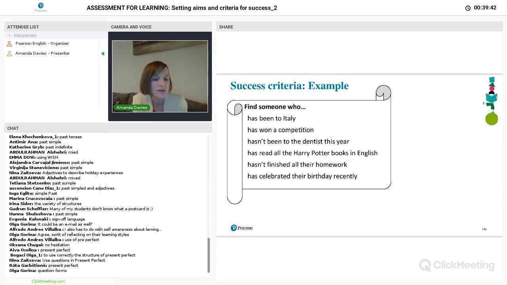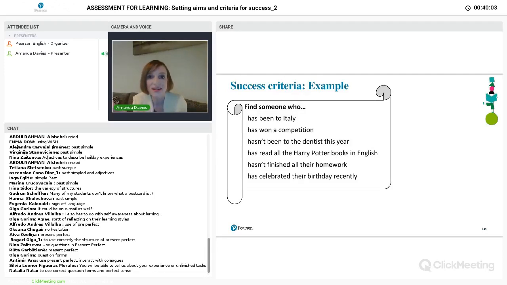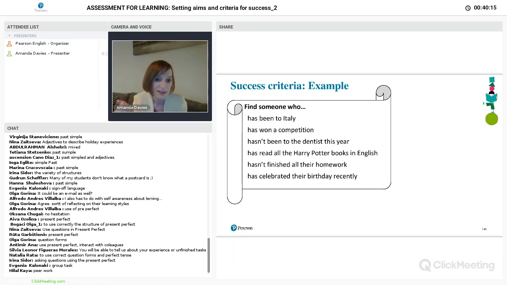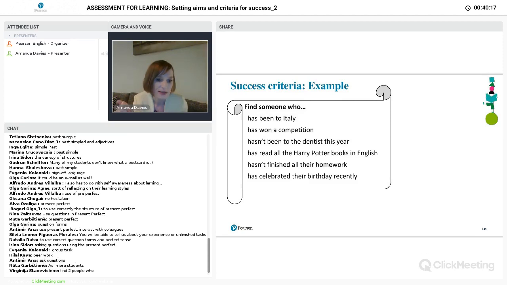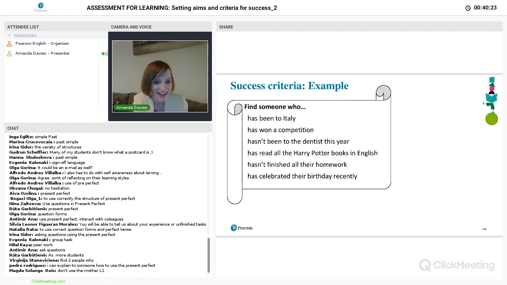What would be another? Okay, question forms, yeah, could definitely be a success criteria depending on what you've been teaching in recent lessons. What else? Yeah, something about interaction, because young learners often don't have this very natural interaction. They just go quick, straight from one student to another, asking the questions. They don't show any interest. They don't ask any follow-up questions. So, yeah, something about more natural communication and interaction is really good. Find 2 people. That's a really nice way to extend it for the stronger students.